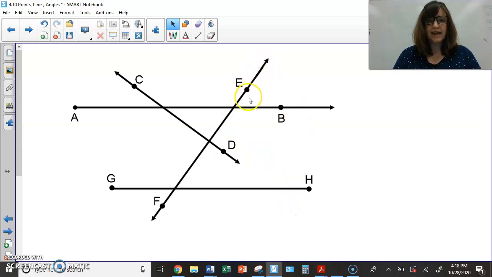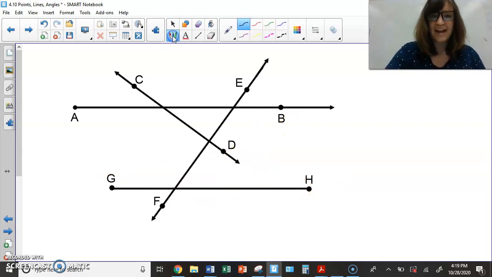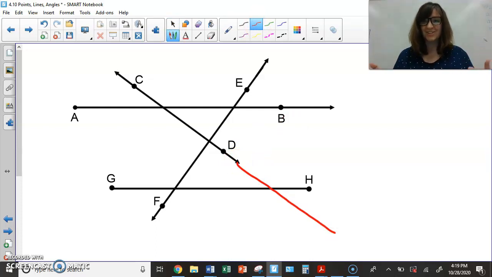Now, line EF is intersecting a lot of lines. It's crossing through ray AB, it's crossing through line segment GH, it's crossing through line CD, okay? And then line CD is crossing through ray AB and line segment GH and line EF, okay? Now, when you look at CD, you don't think it's intersecting GH because it's not touching it, right? But this arrow tells me that I would extend it further, right? So if I kept drawing it, it would eventually intersect, okay?